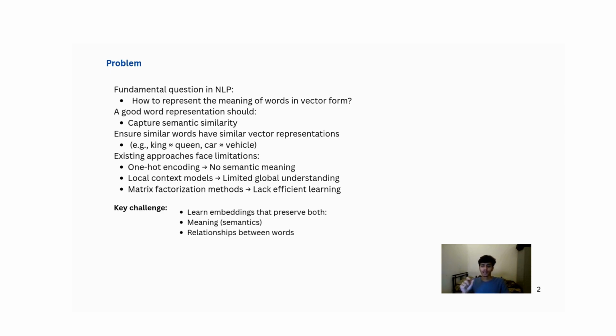However, existing methods fail to achieve all this together. One-hot encoding fails completely in capturing meaning, and word2vec captures local relationships but misses global structure. Matrix factorization methods capture global information but are not efficient. So the key challenge is to design embeddings that preserve both semantic meaning and relational structure simultaneously. So here is where GloVe comes in. GloVe addresses this challenge by introducing a novel way of using co-occurrence statistics to learn embeddings.